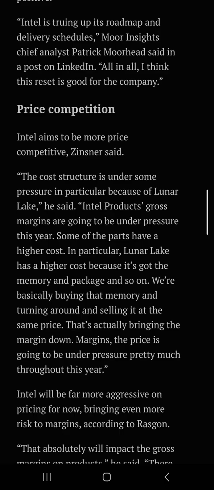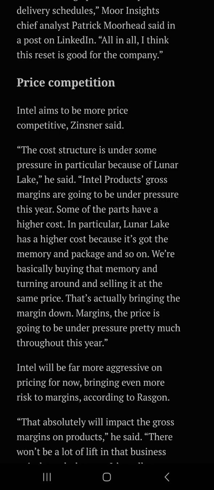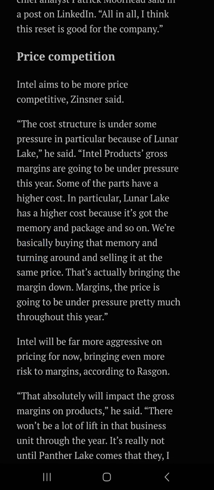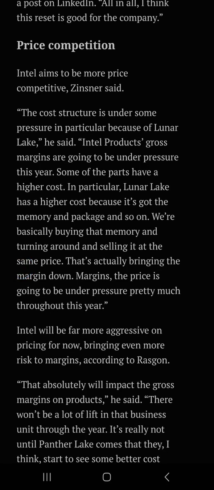Price competition. Intel aims to be more price competitive, Ginsberg said. The cost structure is under some pressure, in particular because of Lunar Lake, he said. Intel product gross margins are going to be under pressure this year. Some of the parts have a higher cost. In particular, Lunar Lake has a higher cost because it's got the memory and a package and so on.